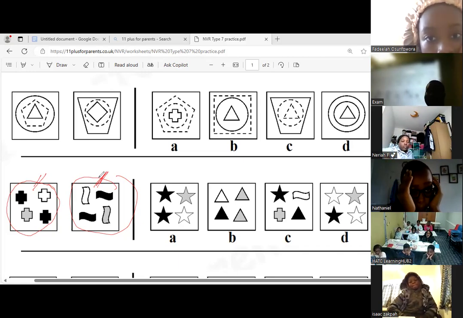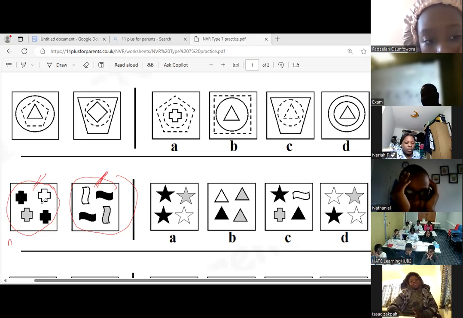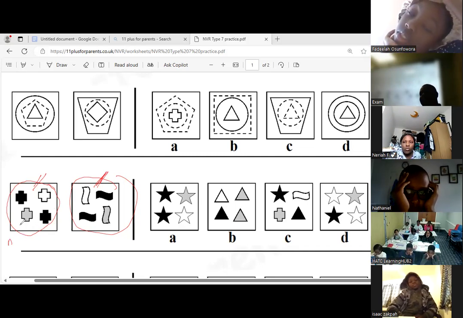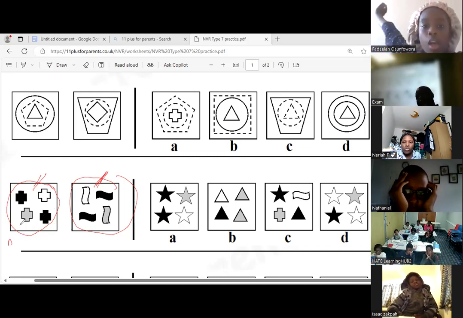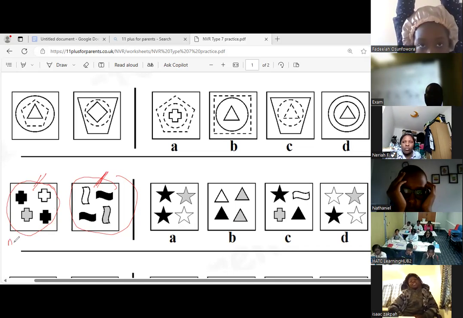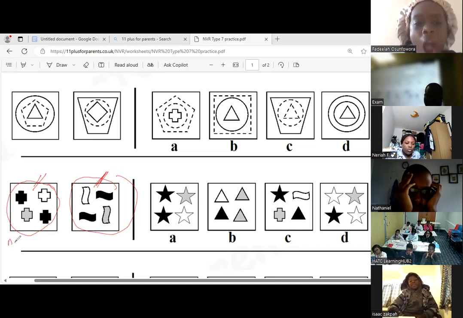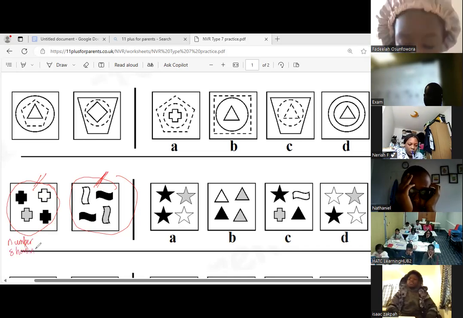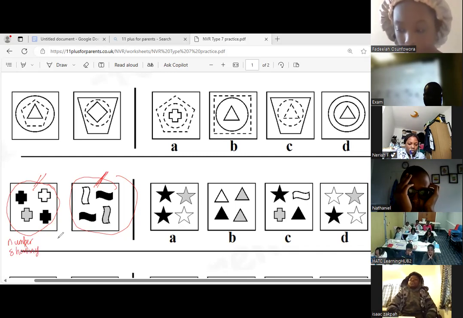But yeah, if you have position, so if you have number of shading, if we are comparing the two, we can say they have two black, one gray, one white. Yes or no? Are you with me? Two black, one gray, one white. Shading. Well, I would say number, shading. And I would say shape.